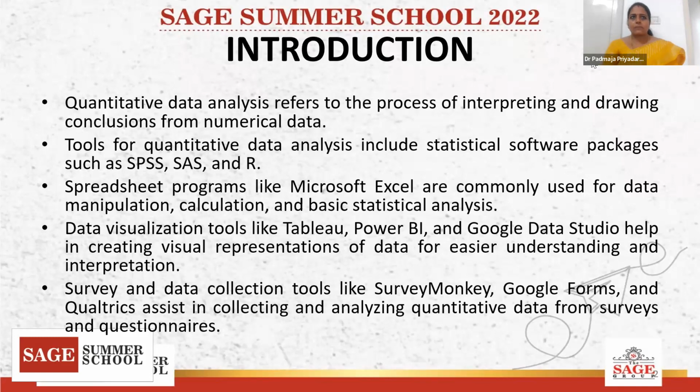There are two types of data. One is quantitative, the other one is qualitative. Qualitative we will deal with going forward in the next few sessions. Quantitative data means the data which you can measure. For example, age, height, weight, whatever data you can measure is quantitative data. Usually some tools are there to analyze this quantitative data.